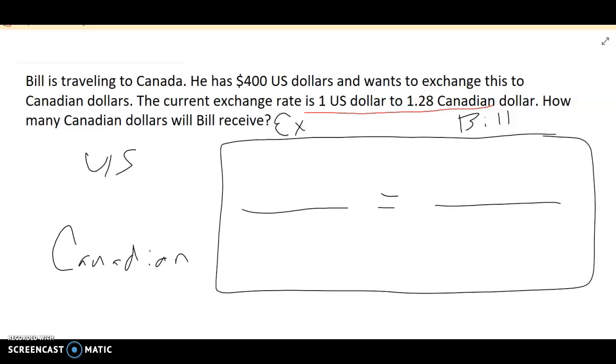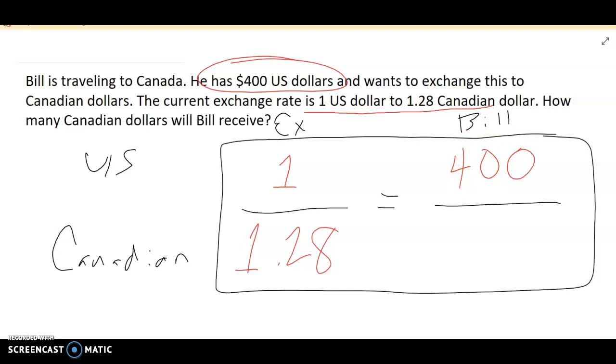Okay, US is on the top. So this is the exchange rate. So $1 US is 1.28 Canadian, right? Canada's on the bottom, US is on the top. Now when we go over to the side of Bill, we know that Bill has 400 US dollars. US is on the top, so 400 goes on the top. That leaves my only unknown value in the Bill Canadian spot. And that makes sense because how many Canadian dollars will Bill receive?